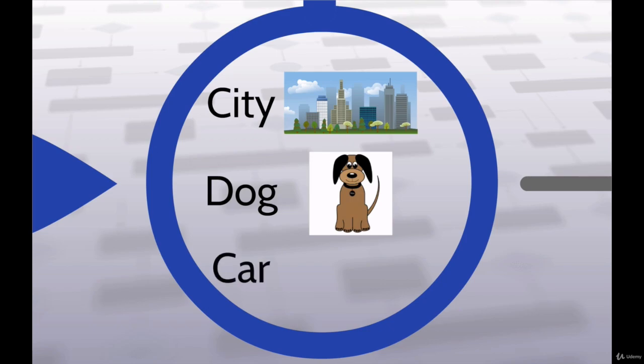What about the noun dog? What comes to our mind? And what about car? What comes to your mind when I say the noun car? Well, generally, most of us come up with some general images of cities, dogs, cars from our personal experience, the cities we've been to, the dogs we've owned, the cars we've driven.